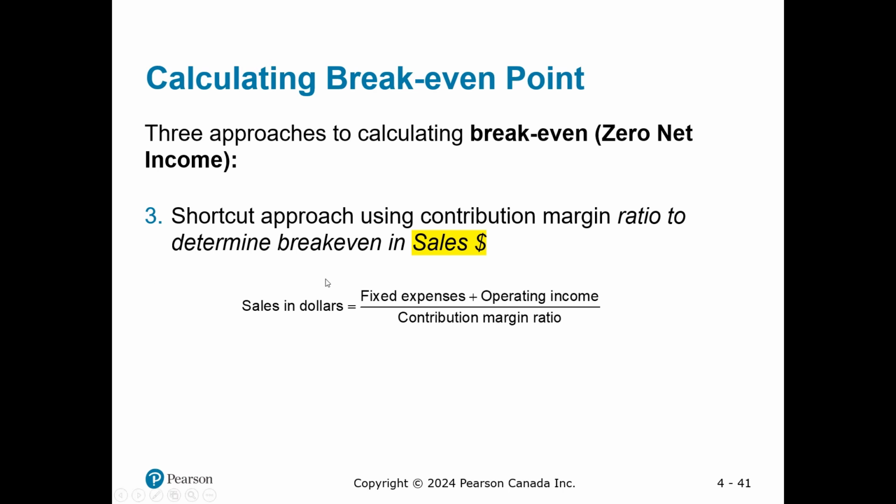In this case, we don't determine units. It determines sales in dollars. So sales in dollars, this is what we want, is equal to the total fixed expenses plus whatever operating income we want to earn. And of course, if it's break even, our operating income is going to be 0, divided by the contribution margin ratio.